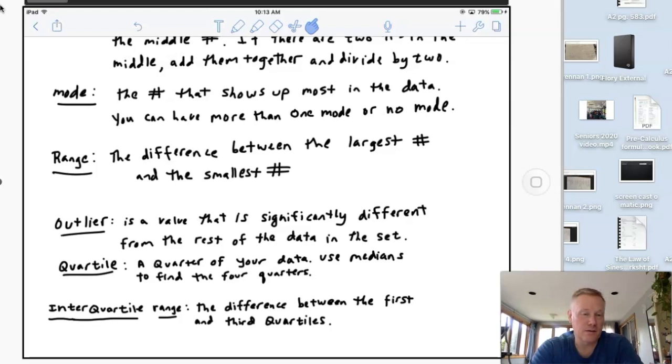And the last thing is interquartile range, something they like to put on tests sometimes. This is the difference between the first and the third quartiles. So you find those two numbers and then subtract them, and that's your interquartile range. Fancy words. All right, so that's some of the stuff we'll be going through today, and I'll get to box and whiskers at the end.